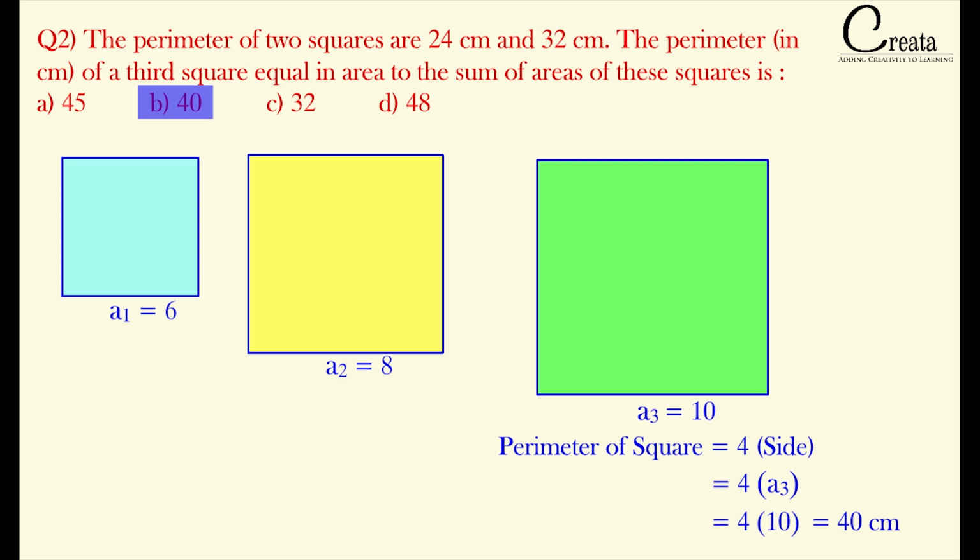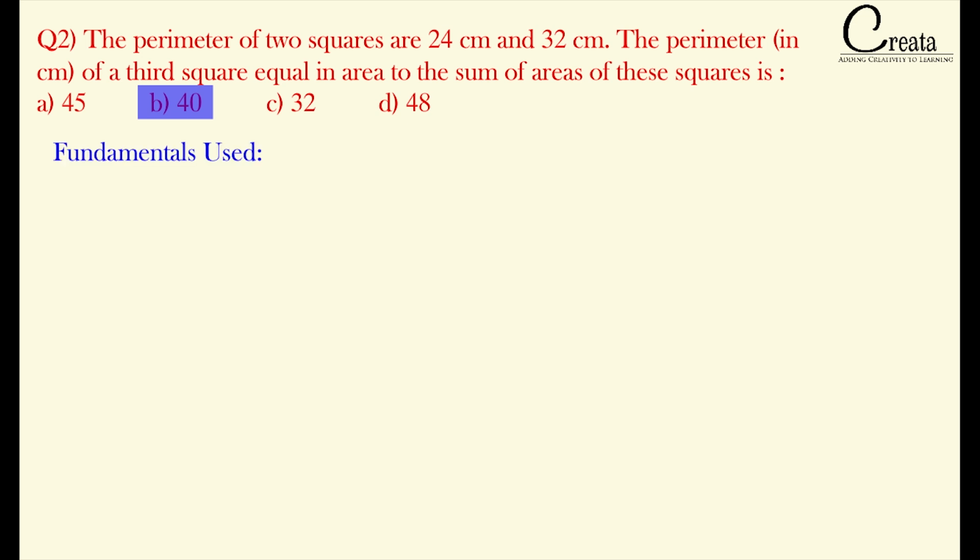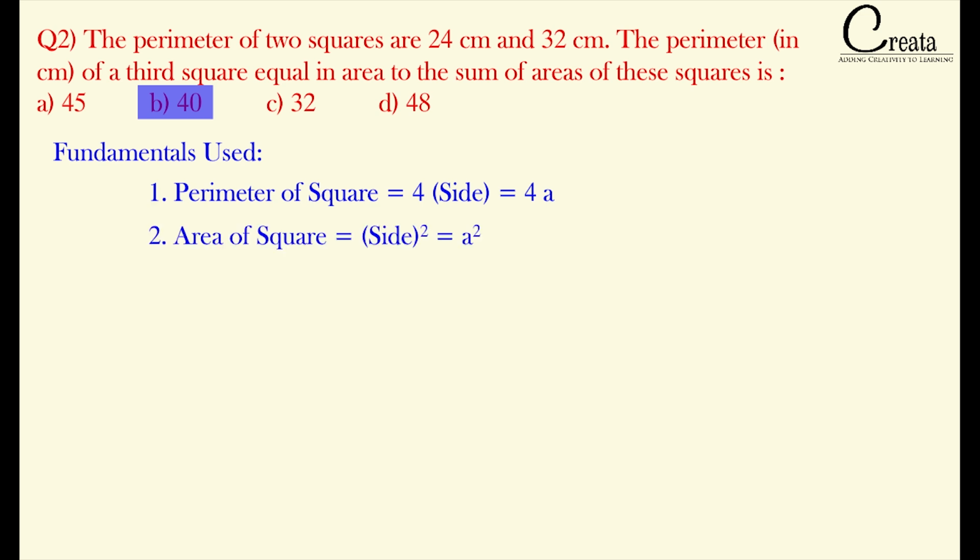So again, what are the fundamentals we have used in this question? The first fundamental that we have used is that the perimeter of the square is 4 times the side of the square. And the area of the square is the square of the side of the square. So based on these fundamentals, we have solved the question.